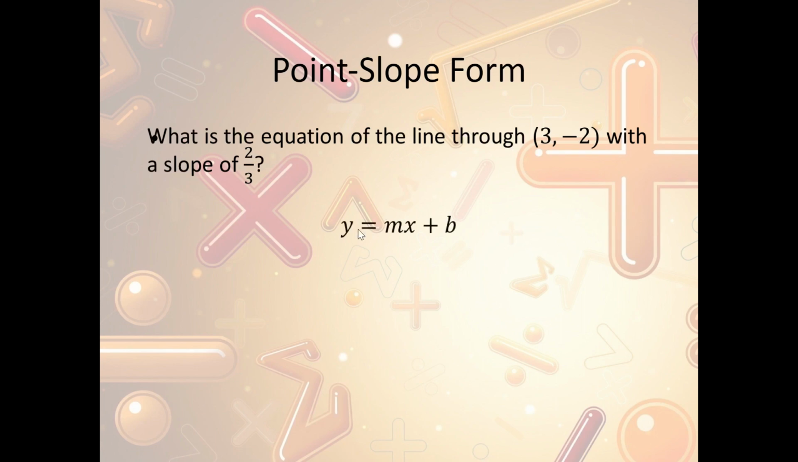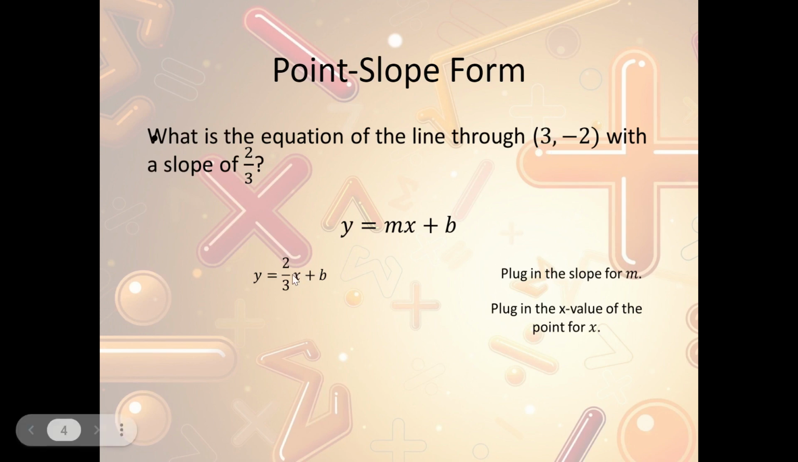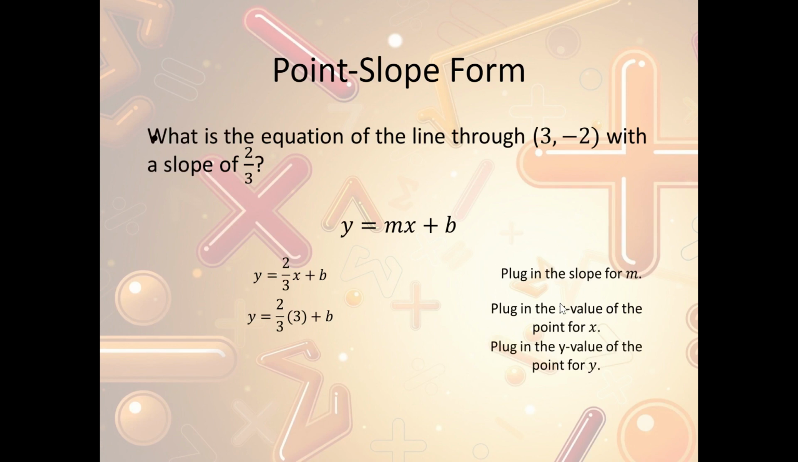First thing is we take our y equals mx plus b, and we plug in what we know. We'll plug in the slope first. So the slope is 2/3, and that goes in for m. So now this says y equals 2/3 x plus b. Then we'll plug in the x value of the point we know. The x value is 3, so we plug that in for x. And then we plug in the y value for y, which in this case is -2. And we get -2 is equal to 2/3 times 3 plus b.